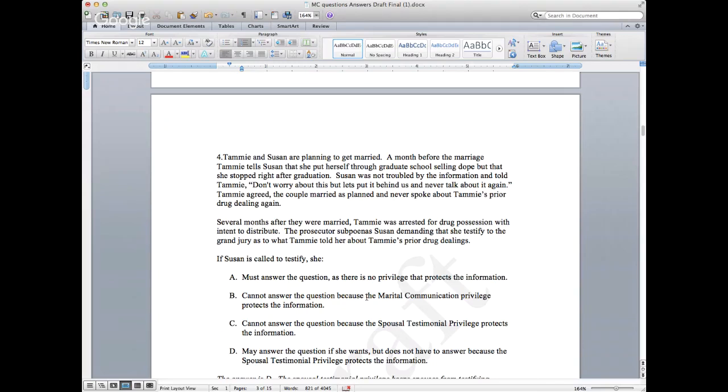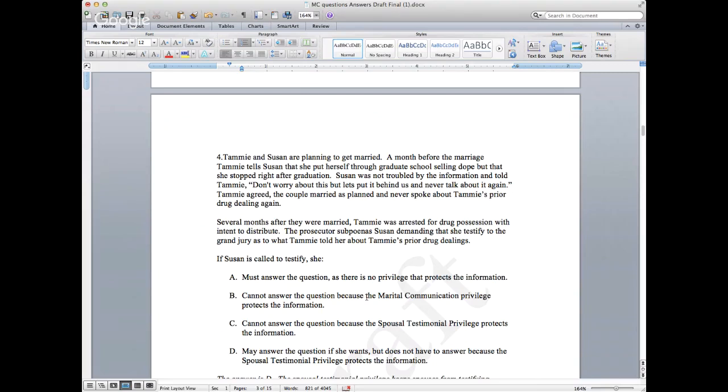Tammy agreed, and the couple married and never spoke about Tammy's prior drug dealing again. So as long as they stay married, the spousal privilege applies. And again, remember, that's the one that only the spouse who is testifying has. It's not the spouse on trial. It's specifically for criminal trials too.